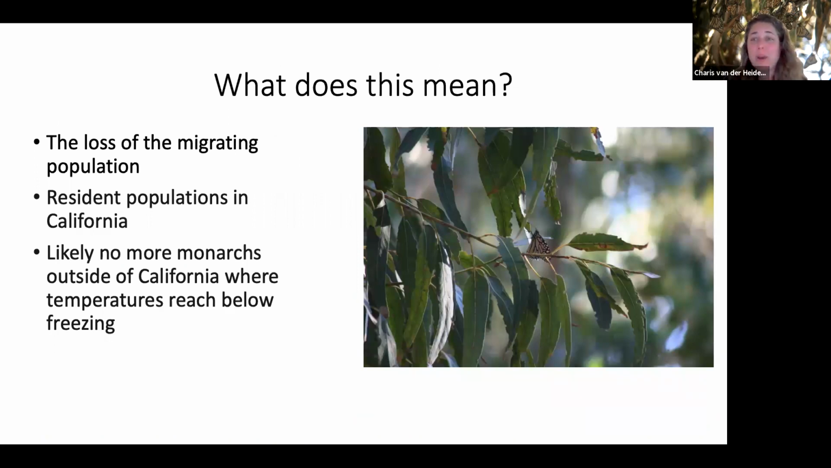So what does this all mean? It means that we'll likely lose our migrating population in the West. And the monarchs' range is then constricted to resident populations in temperate areas of California. And so the impacts of the loss of migration means that there's very few monarchs outside of California where the temperatures dip below freezing. Okay, next slide.